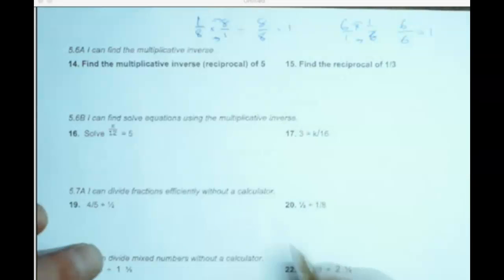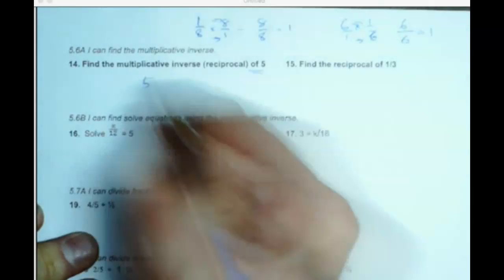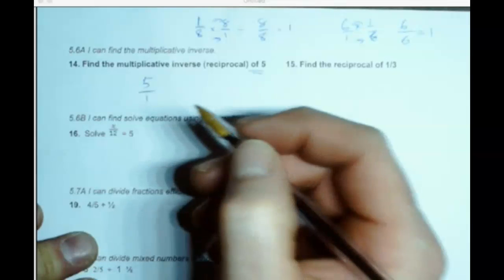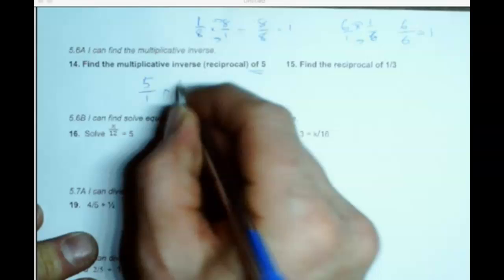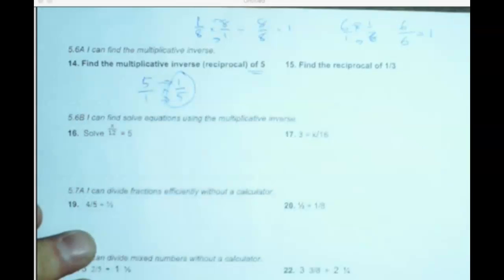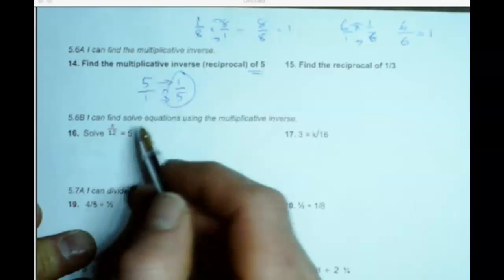I don't want you to miss any of these problems here. So here's one right here. You want the reciprocal of 5? Well, here's 5. 5 is a fraction, could be 5 over 1. So the reciprocal would be 1/5. You multiply by those, you're going to get 1, because you have the same product, 1 times 5 and 5 times 1, on top and bottom.